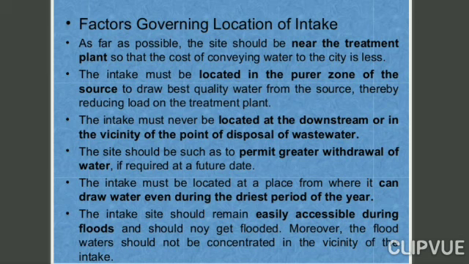The intake must be located at a place from where it can draw water even during the driest period of the year. The intake site should remain easily accessible during floods and should not get flooded. Moreover, the flood waters should not be concentrated in the vicinity of the intake. These are the factors governing location of intake.